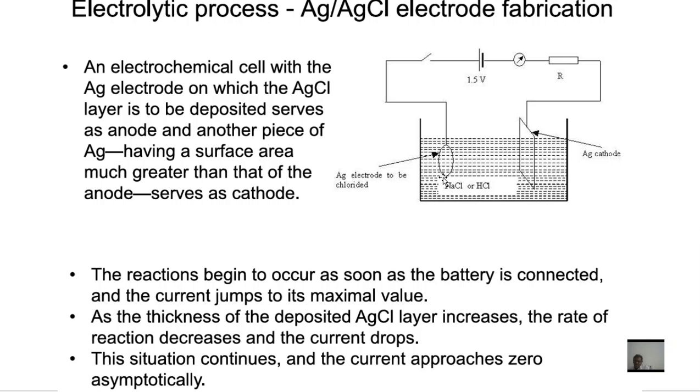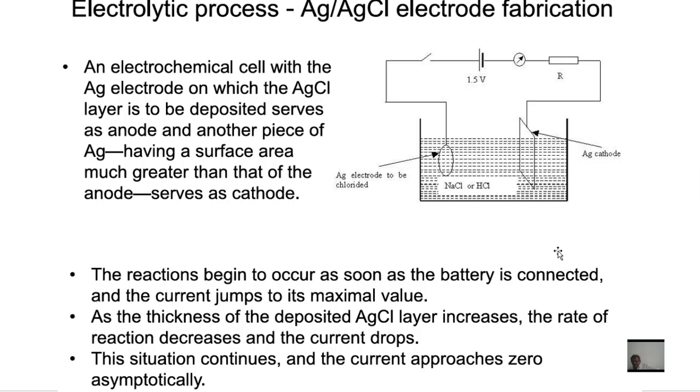On one side we have the Ag electrode to be chlorided, and on another side we have the Ag electrode acting as the cathode. One is acting as the anode and another is acting as the cathode. A battery of 1.5 volts is applied to the two Ag electrodes. One is acting as the anode and another one is acting as the cathode.